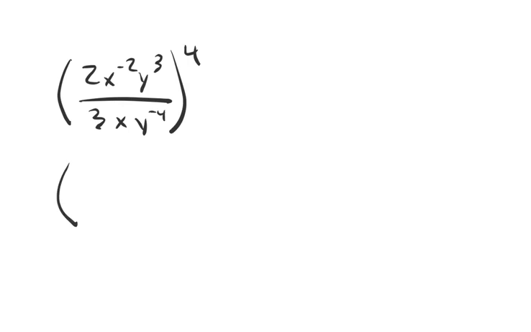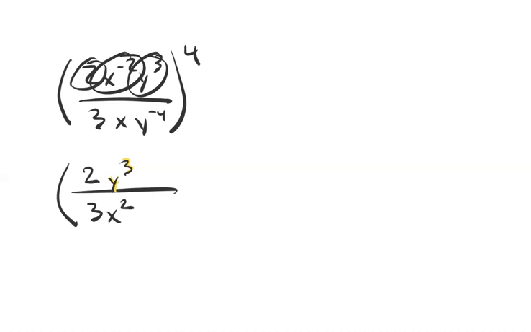Move the negative exponents first. If I do that, I know that x to the negative second is going to become x squared on the bottom. Y to the third on top is going to stay. There you go. So I did everything from up top. On the bottom, 3 is going to stay, x is going to stay, and y to the negative fourth is going to become y to the fourth on top.